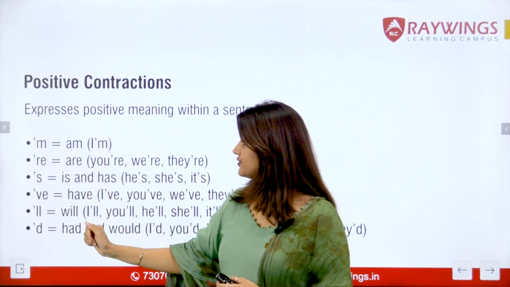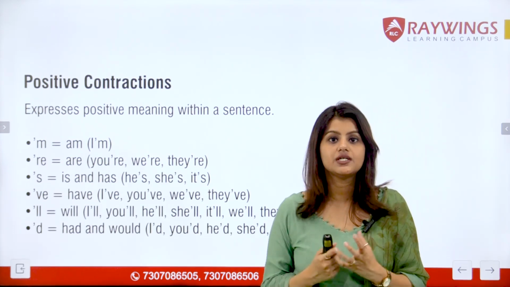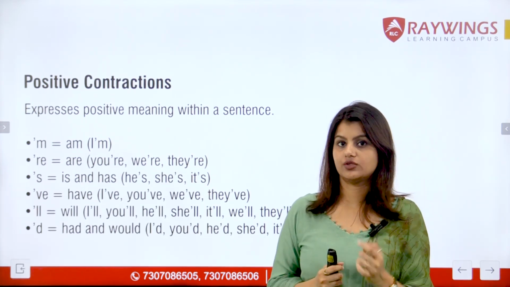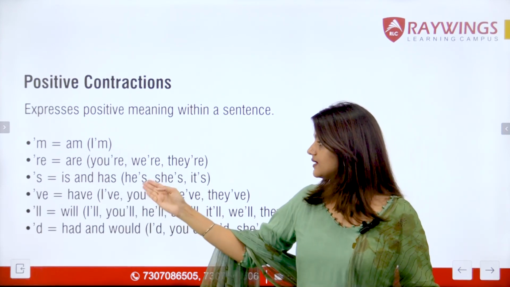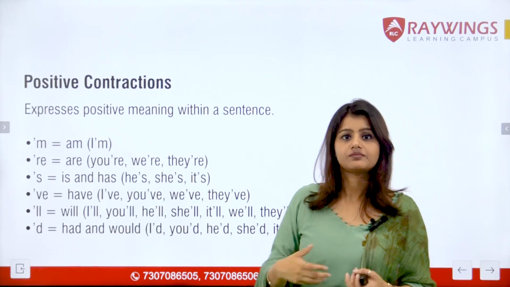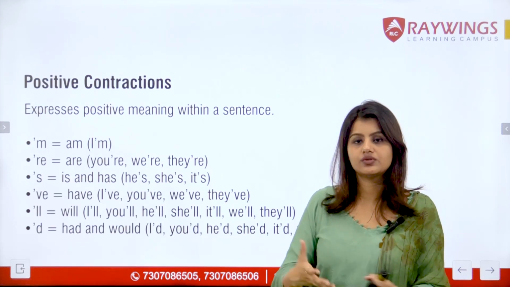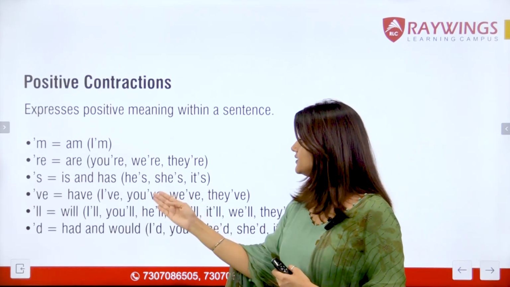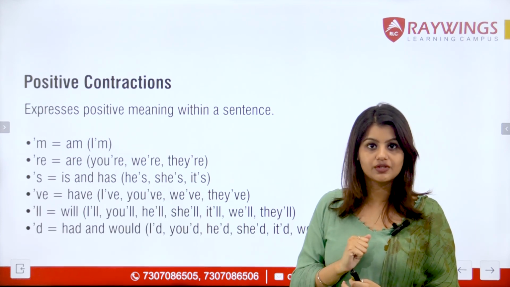Then apostrophe s stands for is and has. So if you see apostrophe s somewhere, it can stand for is or it can stand for has. For example, he apostrophe s could be he has and it could also be he is, according to the need of the sentence. Then she is, it is, right? So this is how you use contractions.